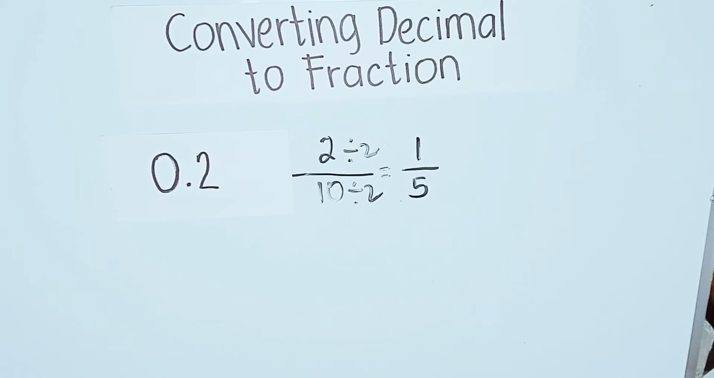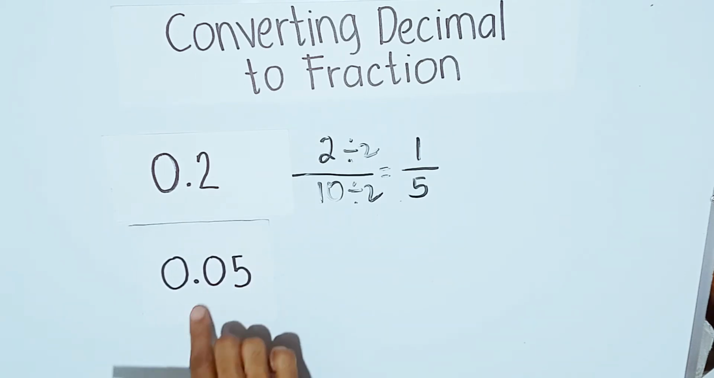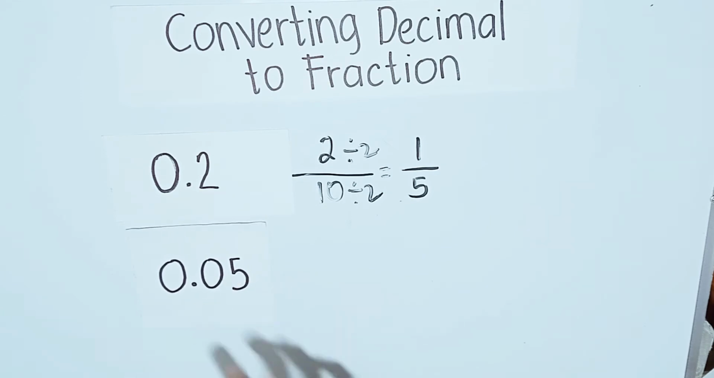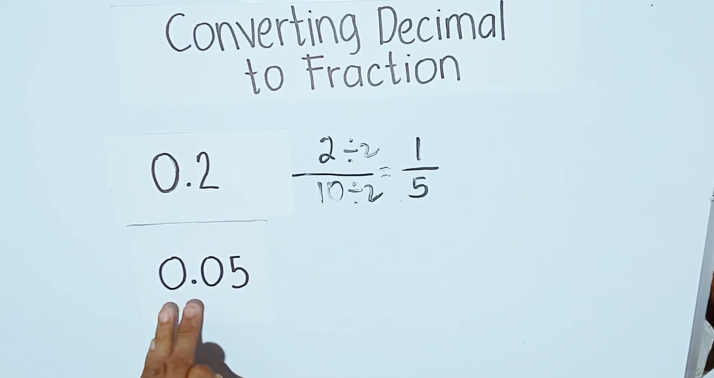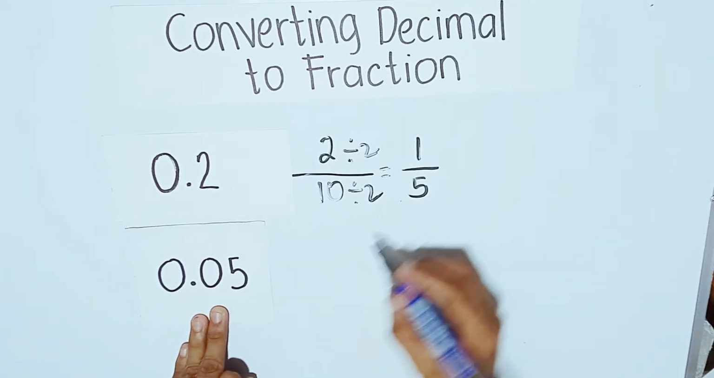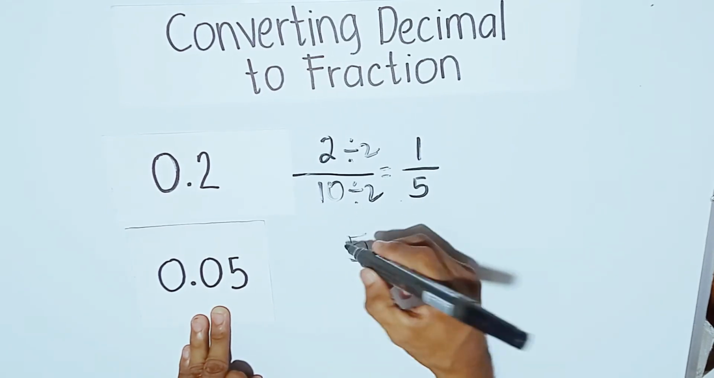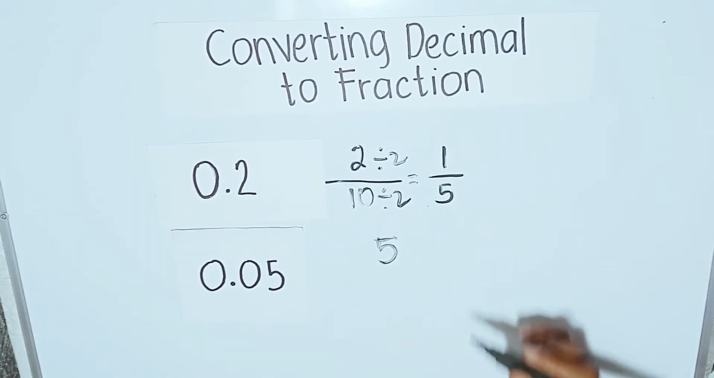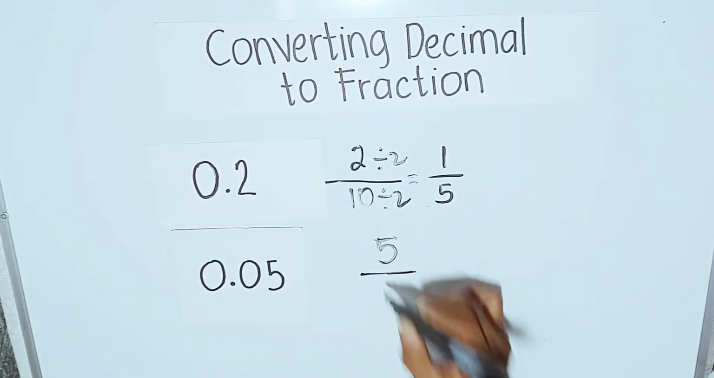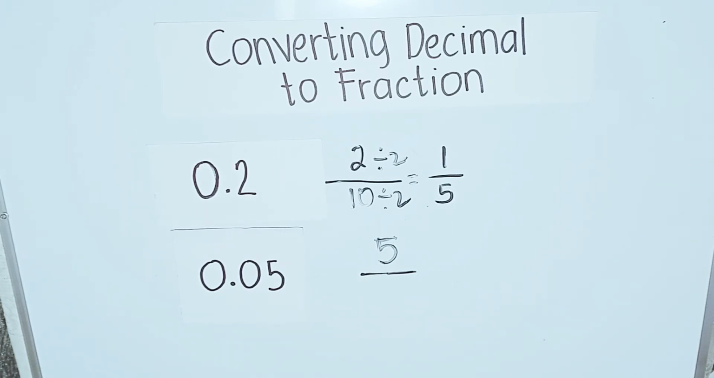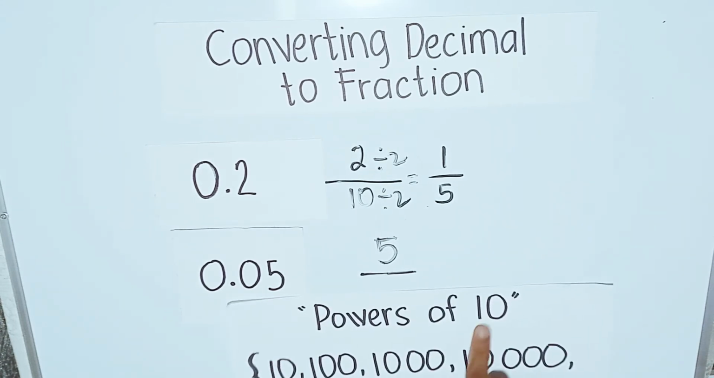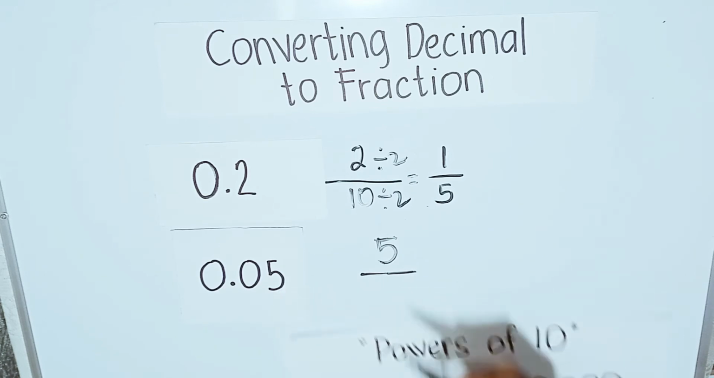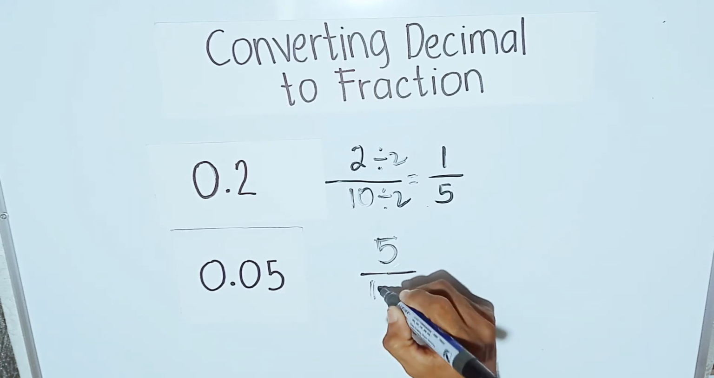Next example, di ba ang dali-dali lang? Okay, next example, we have 0 and 5 hundredths. So ngayon, anong nakikita nyo na number na meron dito sa decimal na to? Meron tayong nakikitang 5. Okay, we have 5 and then the denominator will be, ano kaya ang place value ng 5? Meron tayong, yung 0 nasa tenths place, at yung 5 naman is nasa hundredths place. Tandaan nyo, hundredths place. So, meaning to say, ang gagamitin natin na powers of 10 will be 100. Okay, our denominator will be 100.